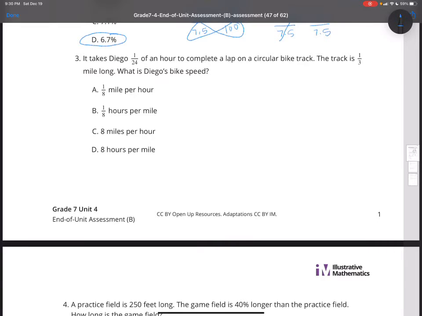Okay, guys, let's look at question 3. Question 3 says it takes the eagle 1/24th of an hour to complete a lap around a circular bike track. The track is 1/3 mile long. What is the eagle's bike speed?